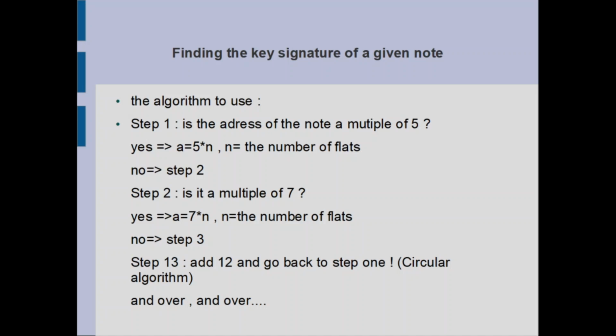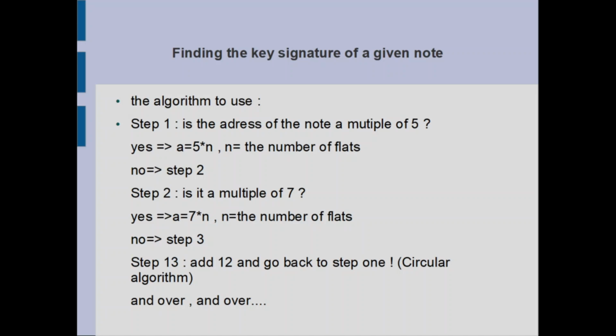Step 2. Is it a multiple of 7? Yes, it's trivial. A can be written as 7 times n. N is the number of sharps. Sorry, I made a mistake in the PowerPoint. N is the number of sharps. If no, then we go to step 3. Step 3, not 13. Add 12 and go back to step 1.